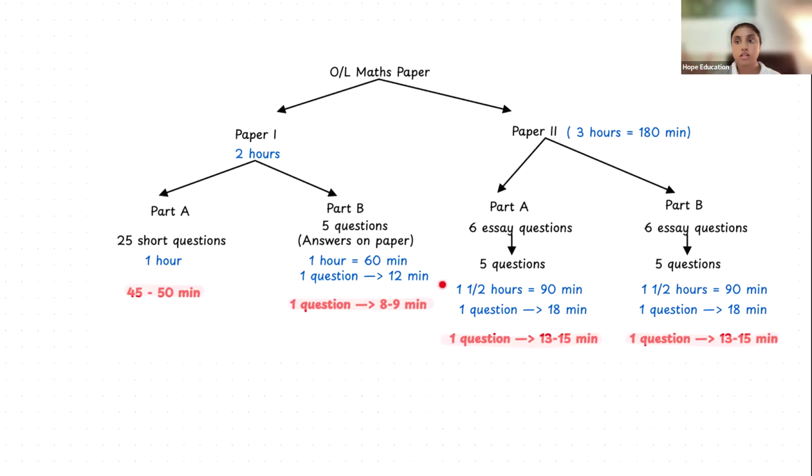Paper 2, all together, gets a time allocation of 3 hours, which is 180 minutes. In paper 2 also, you have part A and part B. In part A, there are 6 essay questions, and out of the 6 you have to do 5. In part B also, there are 6 essay questions, and out of the 6 you have to do 5. So this 180 minutes is equally divided.